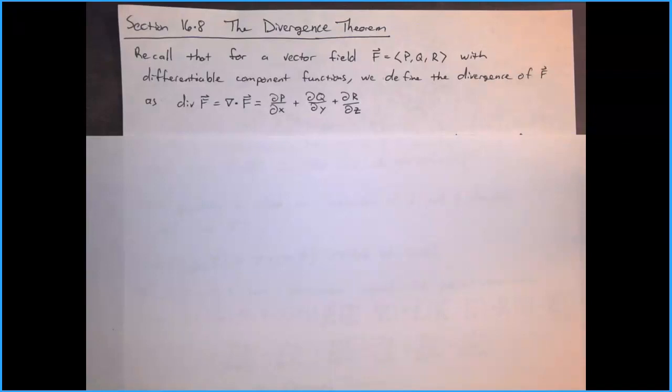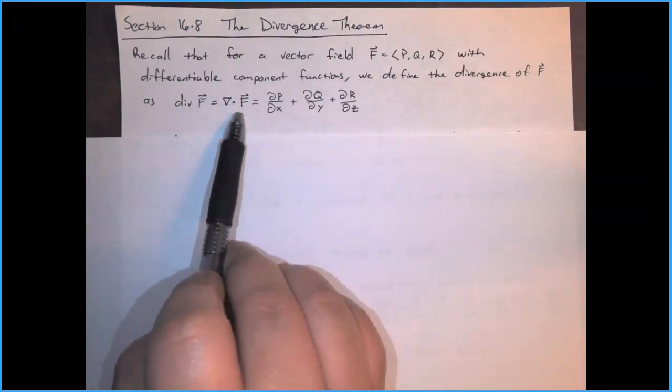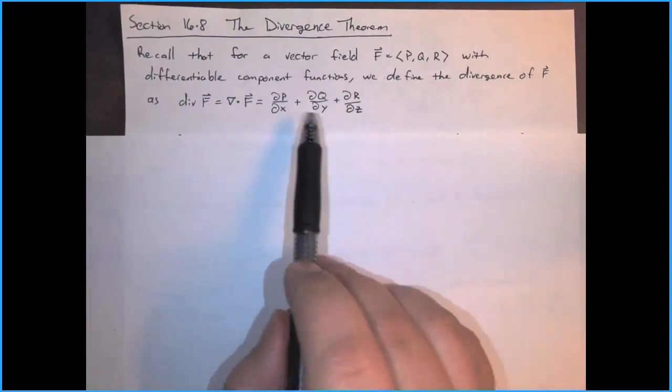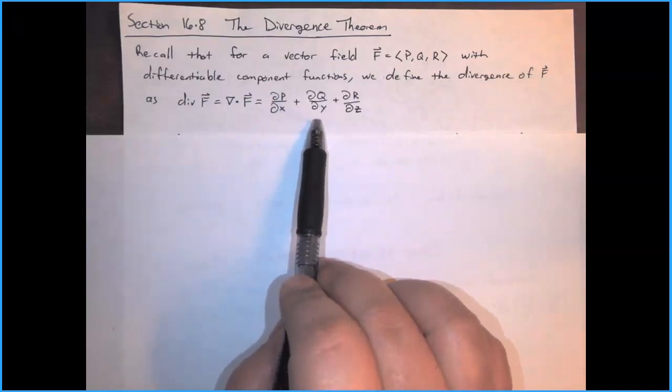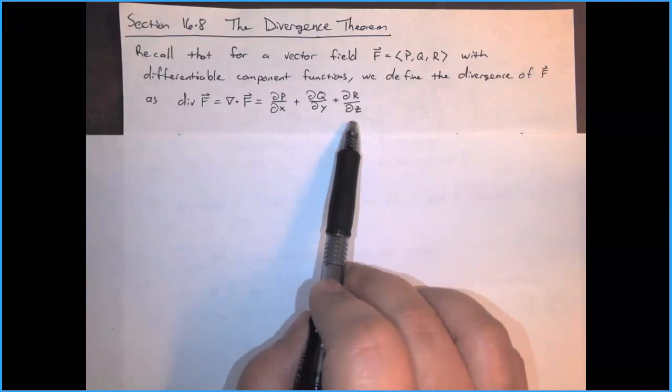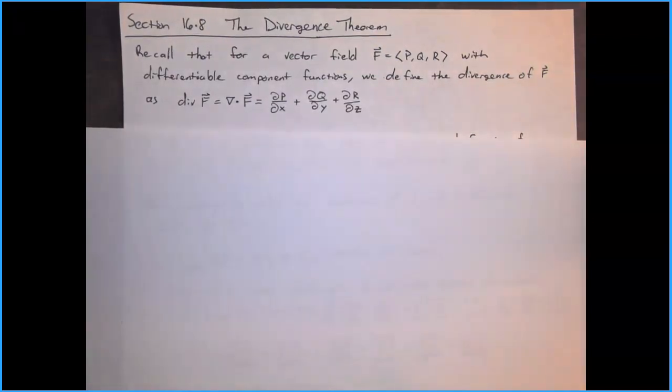Today we're going to talk about the divergence theorem, and before we get to the theorem itself, let's just remember what the divergence of a vector field is. So if we have a vector field with component functions p, q, r that are differentiable, we define the divergence of that vector field using either the notation div of f or this del operator dotted with f as the partial derivative of the first component with respect to x plus the partial derivative of the second component with respect to y, plus the partial derivative of the third component with respect to z. So divergence takes a vector field and gives you a scalar function.